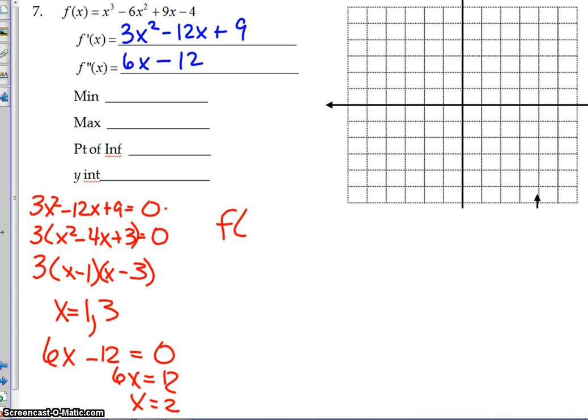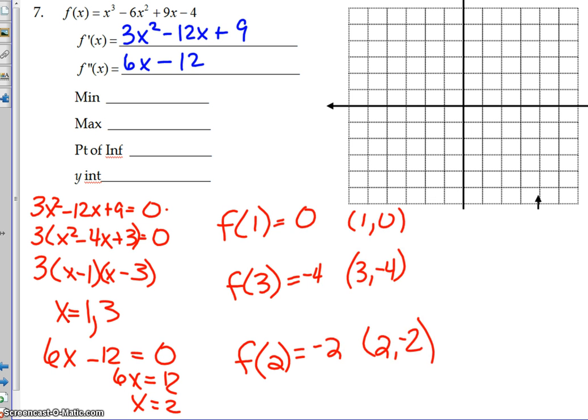So I need to find f of 1, f of 3, and f of 2. So I found my 3 points now. Well, f of 1 is here at (1, 0). F of 3 is at 1, 2, 3, 1, 2, 3, 4. Oh, okay, I can tell that's going to be a minimum. And then we had f of 2, negative 2. That's our point of inflection. So (2, negative 2), and this maximum would be at (1, 0). That's our highest y, and this would be (3, negative 4). That's our lowest point.